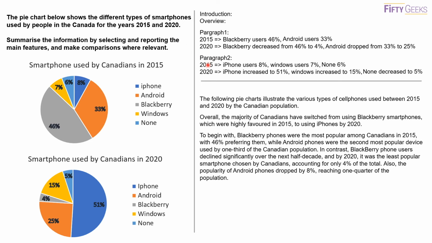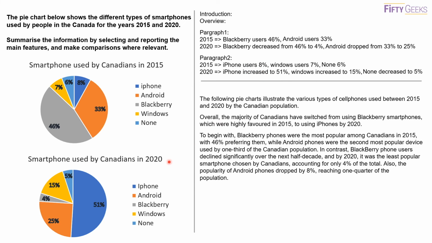Afterwards, I will write the second body paragraph in which I will write about the smartphone with the lowest percentage of users in 2015. Here I will explain the trend of iPhone users, Windows smartphone users, and the percentage of people who did not use any smartphones from 2015 to 2020. Firstly, I will explain the trend of iPhone users, which increased from 8% to 51%.